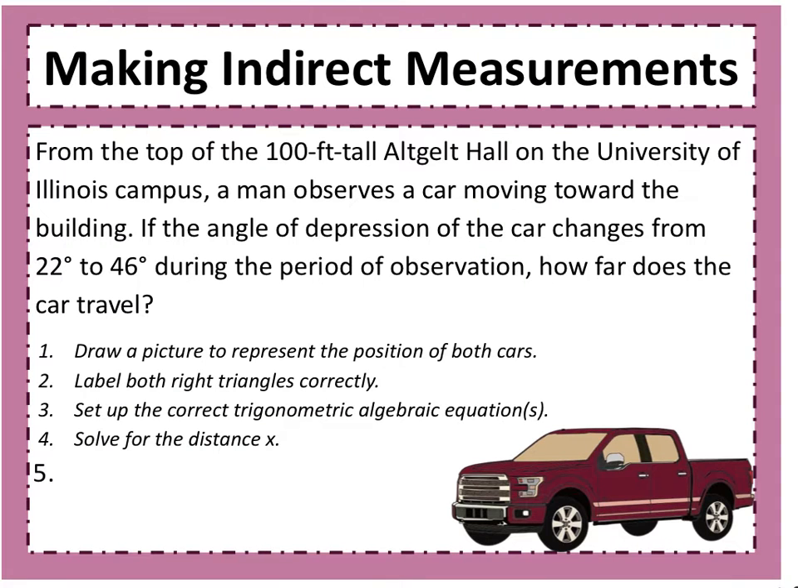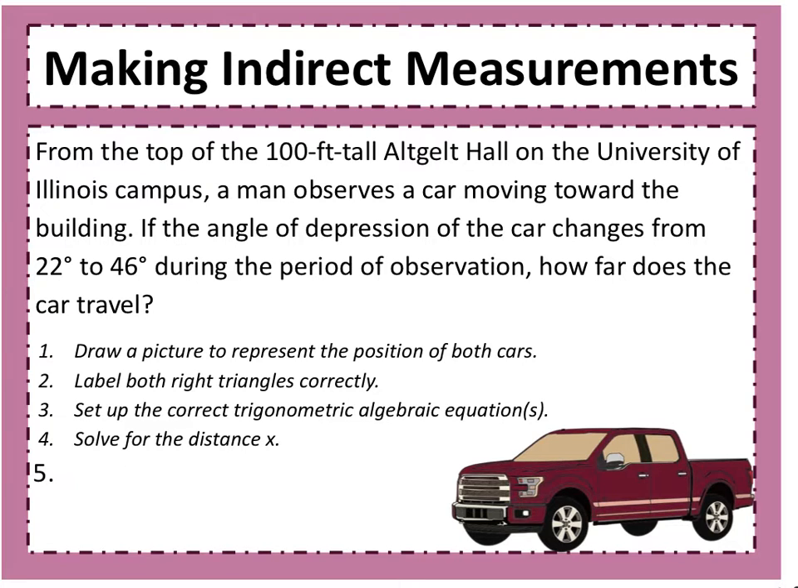In this equation, it says from the top of a 100-foot tall Altgelt Hall, I don't know if I'm pronouncing that hall correct, on the University of Illinois campus, a man observes a car moving toward the building. The angle of depression of the car changes from 22 degrees to 46 degrees during the period of observation. How far does the car travel?